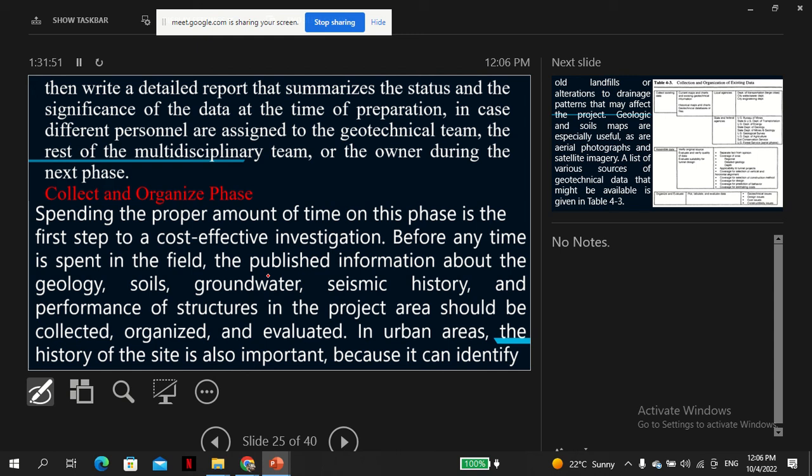I think it's just the same thing I'm saying. If there is data related to the particular area that you are doing the investigation, you can look at them as well.